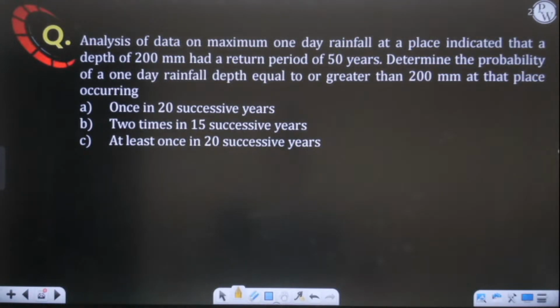So basically this question says: analysis of data on maximum one-day rainfall at a place indicated that a depth of 200 mm had a return period of 50 years. We have a rainfall event here. Maximum one-day rainfall is the event, and it indicated 200 mm depth, and the return period is 50 years. Determine the probability of a one-day rainfall depth equal to or greater than 200 mm at that place occurring once in 20 successive years, two times in 15 successive years, and at least once in 20 successive years. So this you have to find.